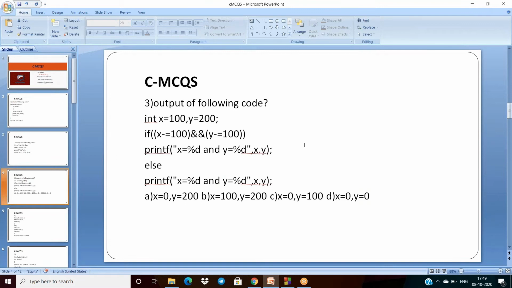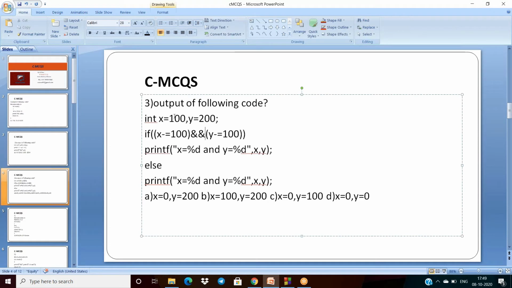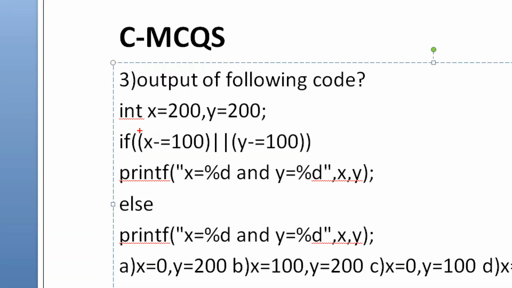Like this, suppose I change the operator, in the place of the AND, if I am giving OR, and if I am choosing x as 200, what is the expected output in this case? 200 minus 100 means 100. 100 is true. If the first expression is true, the second won't be verified in the case of logical OR. So in this case, 100 and 200 will come.